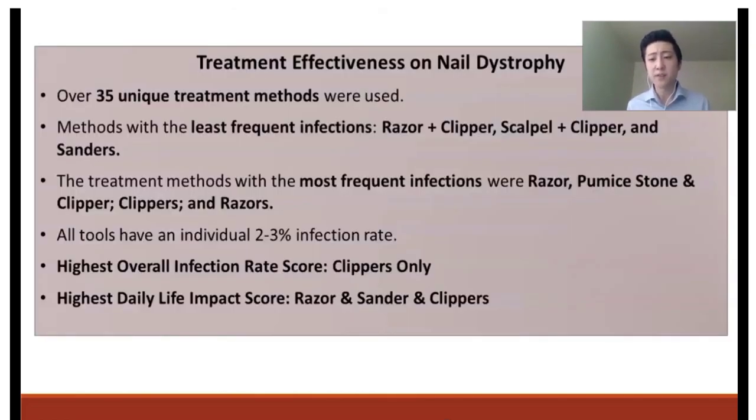This slide just summarizes what I said in the last slide. I would just like to point out that each tool had a 2 to 3% infection rate individually, with no tool being tied to significantly higher or lower infection rate.